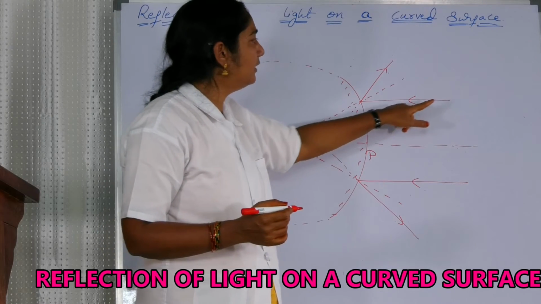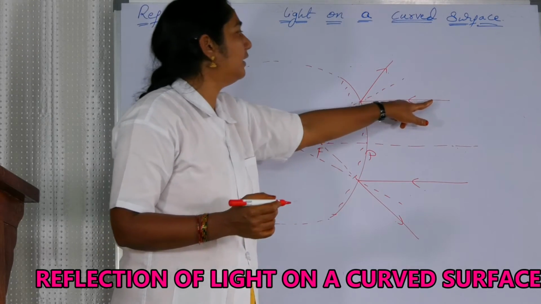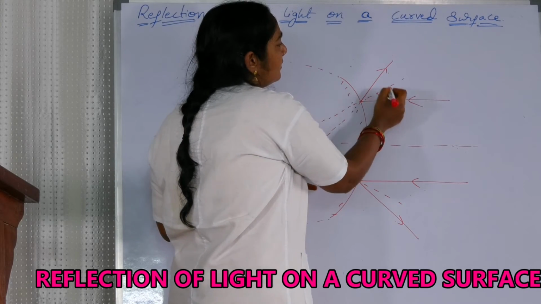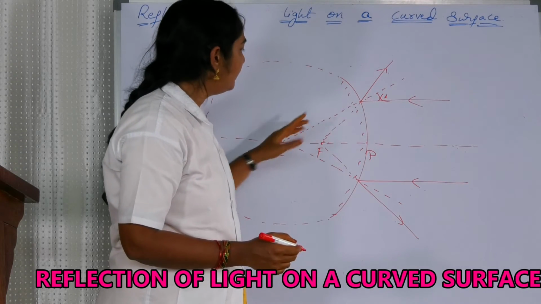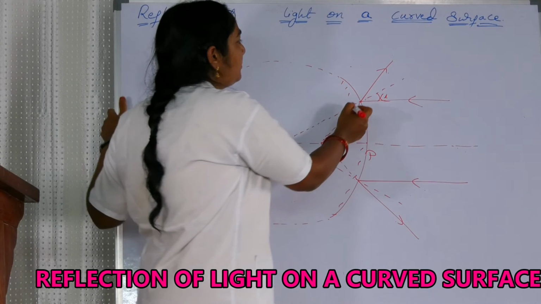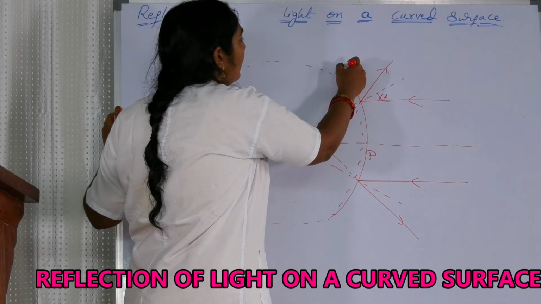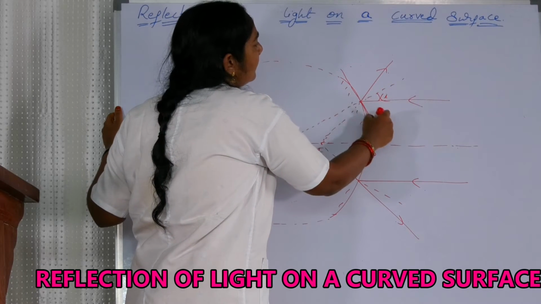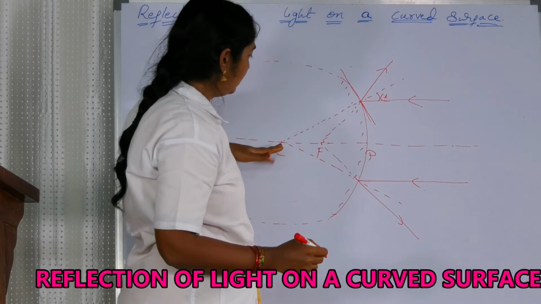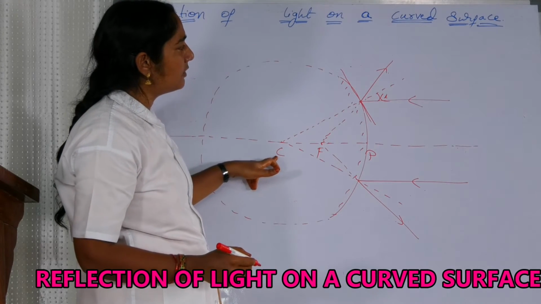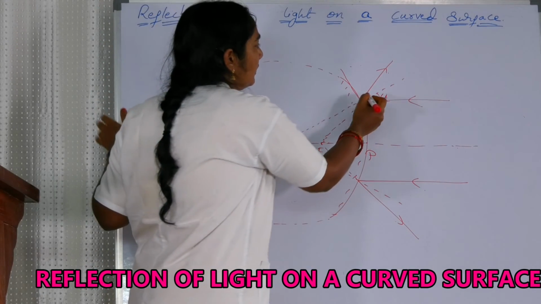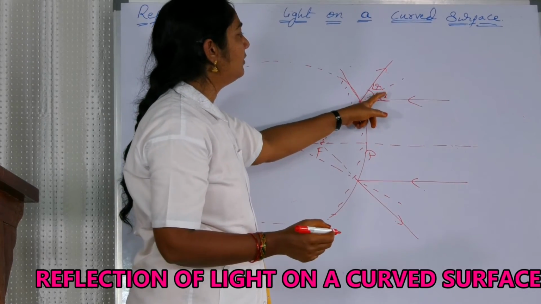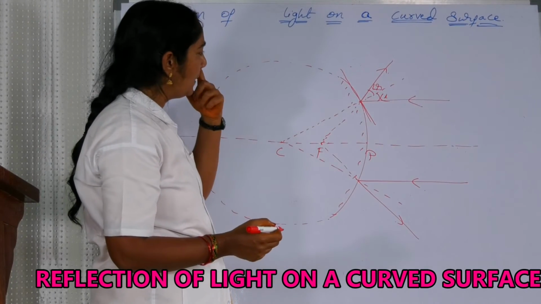Please try to understand here. This is a ray, the incident ray. This is the angle of incidence. This is the normal. At this particular point, if you take a tangent, this is the tangent and that is the normal. This normal again passes through the center of curvature. So this is the angle of reflection, and these two are equal. Angle of incidence is equal to angle of reflection.